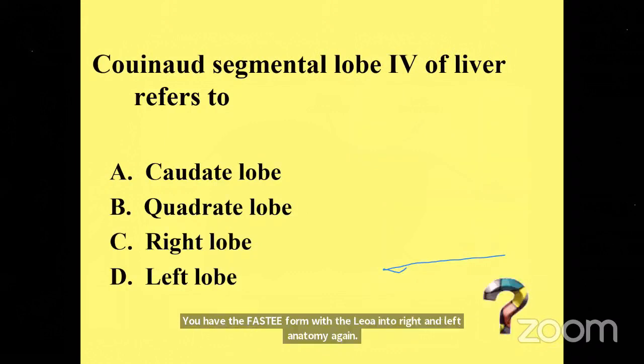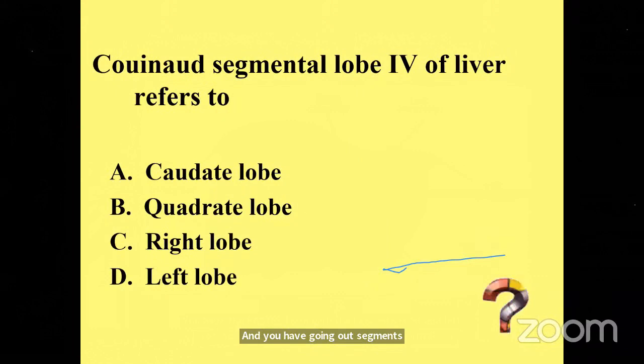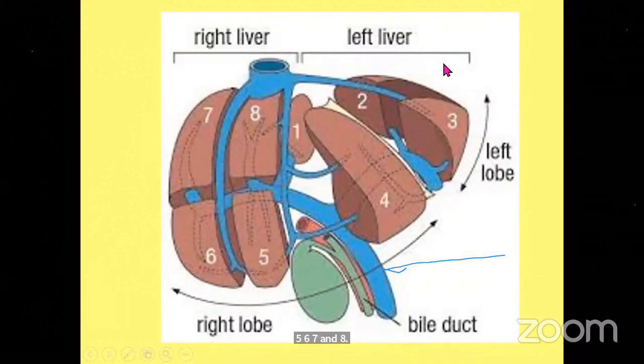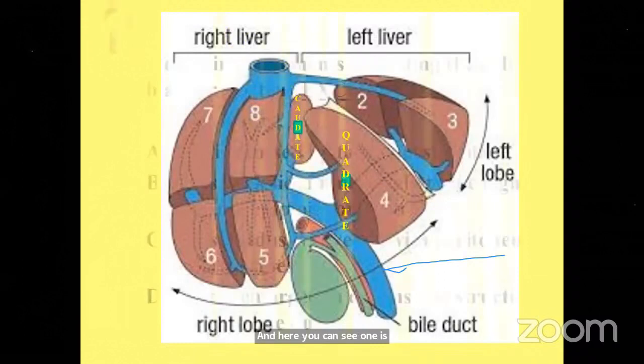Couinaud segments, 8 Couinaud segments, and according to the Couinaud segments, lobe 4 refers to what? Caudate, quadrate, right lobe, left lobe. Somebody has answered it correctly. Someone has gone wrong. It is quadrate. So you can see 1, 2, 3, and 4 in a clockwise manner, and 5, 6, 7, and 8 actually from below upwards. Okay, 1 to 4 above downwards, whereas the other one is in reverse order. And here you can see 1 is caudate and 4 is quadrate.